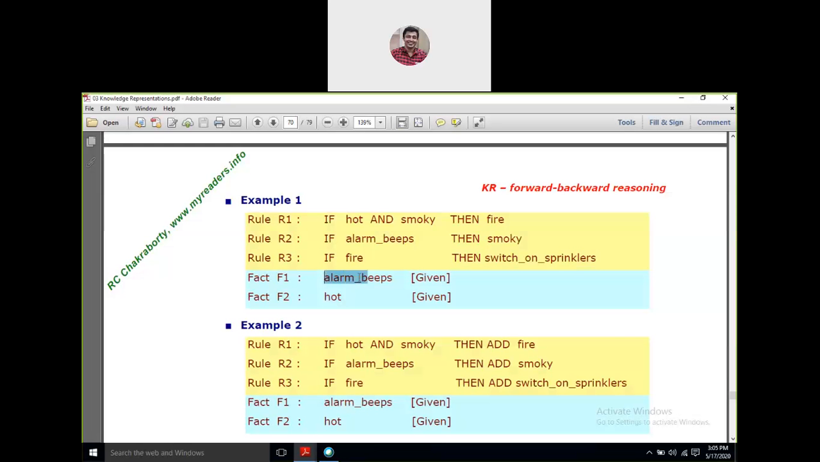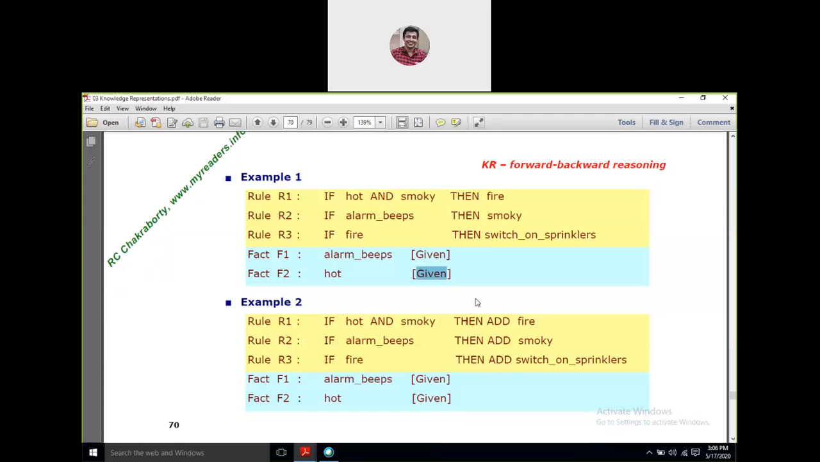Now, I have got a few facts. Facts means working information, or to be more precise technically, a working memory. In the working memory, that means the thing that is happening right now. What is happening? The alarm beeps and it is hot, right? These are the things that are given.